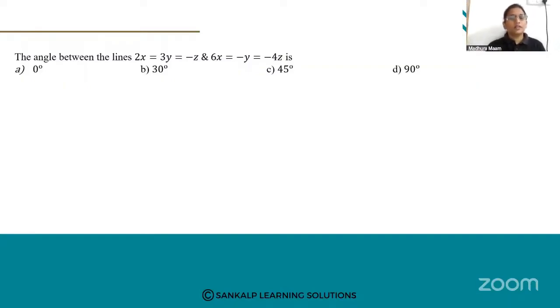Sorry. The question is: the angle between the lines 2x equals 3y equals minus z and 6x equals minus y equals minus 4z. If you see this, the equation of the line is given in Cartesian form, but not in standard form. What is the standard form? (x minus x1) divided by a, (y minus y1) divided by b, (z minus z1) divided by c. So if you have two lines here, x2, y2, z2, a2, b2, c2, fine. But it is not in standard form. So let us rewrite the given equation a little in standard form.